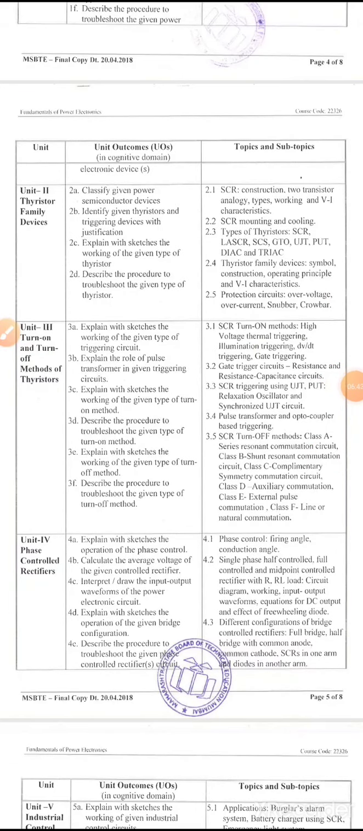Now there are various turn off methods like class A, class B, class C, class D and class E. Also there is class F.